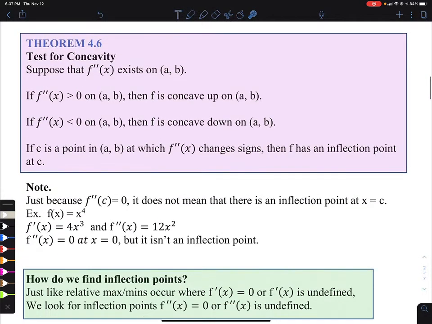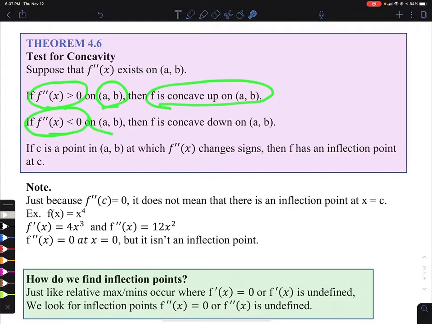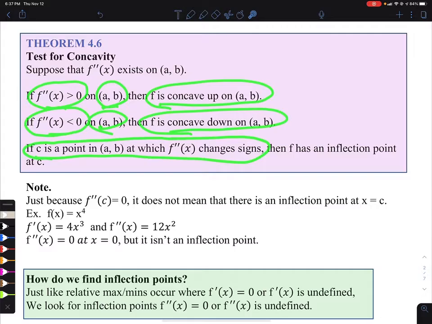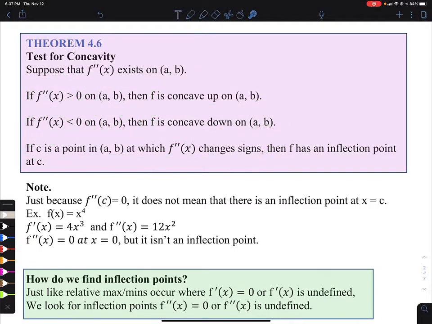So here is your big theorem, the big takeaway that you must know, that you must understand, that must be in your brain. If you have a second derivative positive on an interval, then the function's concave up on the interval. And if the second derivative is negative on an interval, then the function's concave down on that interval. And the point at which f double prime changes signs, from positive to negative or vice versa, that point will be an inflection point. Okay? That you have to know. That needs to be stuck in your brain. That is super important for this chapter.